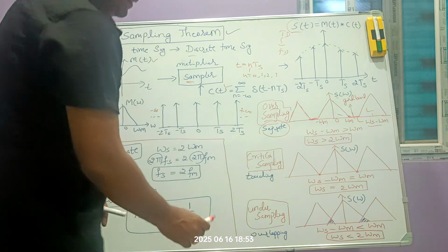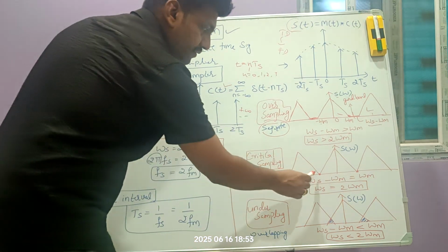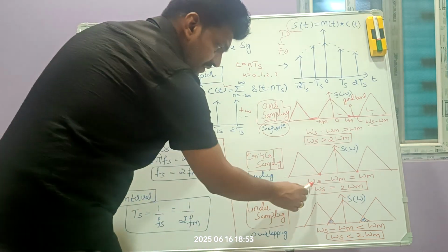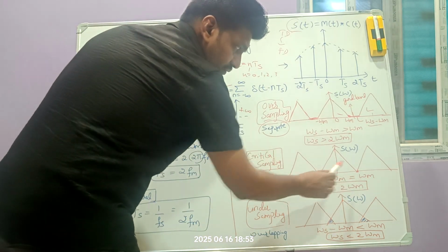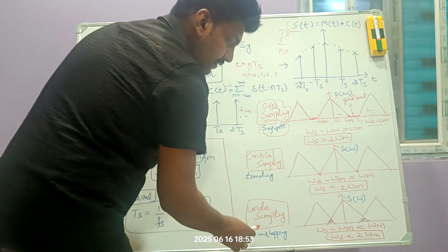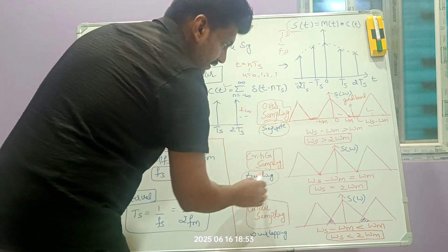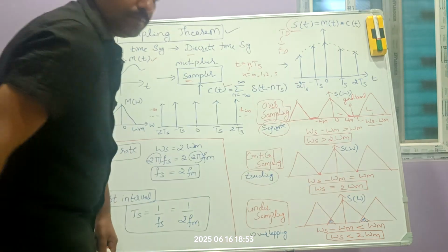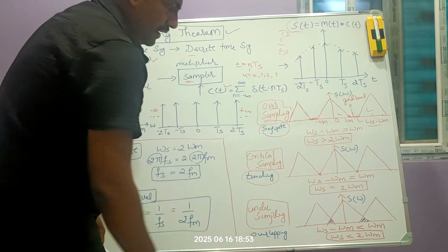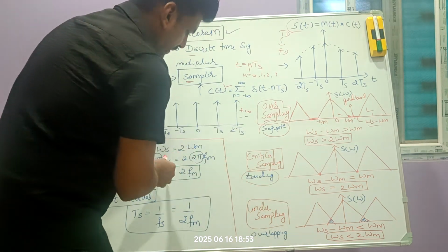Okay. Next, come to the critical sampling. In this case, you can observe this diagram. It is touching. For this condition, omega s minus omega m is omega m. So omega s is equal to 2 times omega m. So the signals are touching each other in the case of this sampling, so it is called critical sampling. And with respect to that, we will speak later.